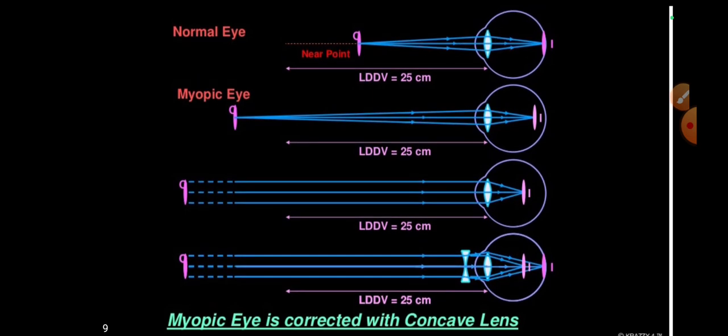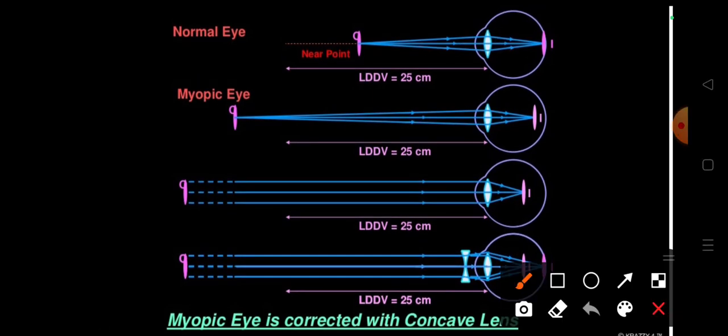This is shown here in the ray diagram also. See, this is a normal eye, this is the object, at the near point. Whenever the light rays pass through the lens, they converge at a point called the fovea. This is normal vision. Then in the myopic eye, the light rays from the object converge in front of the fovea on the retina. That's why we cannot see properly.